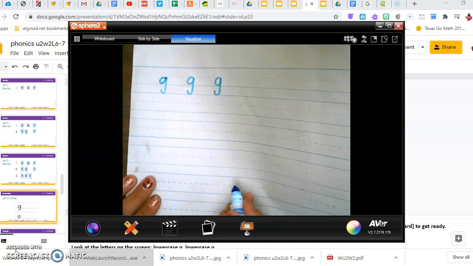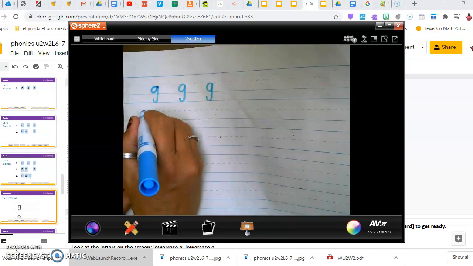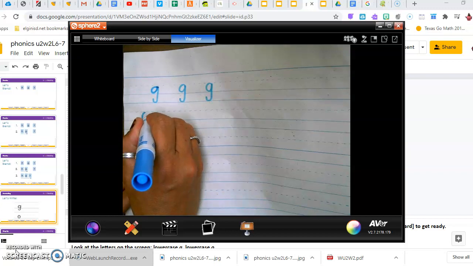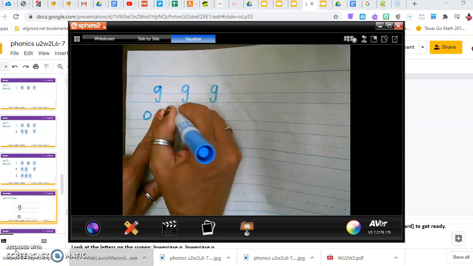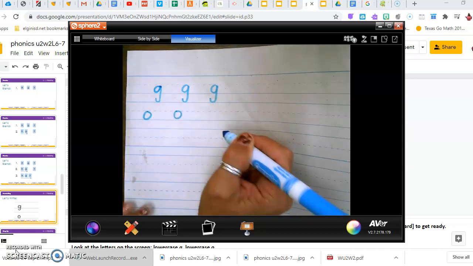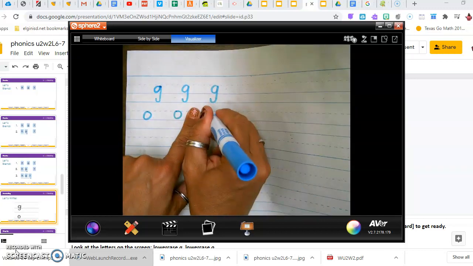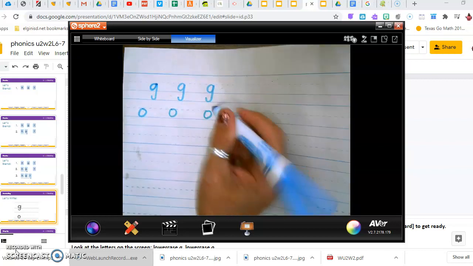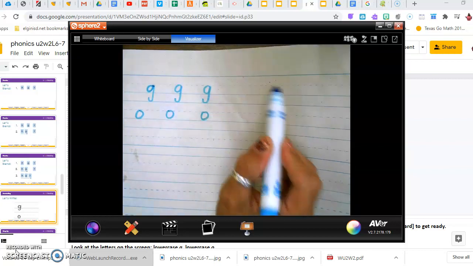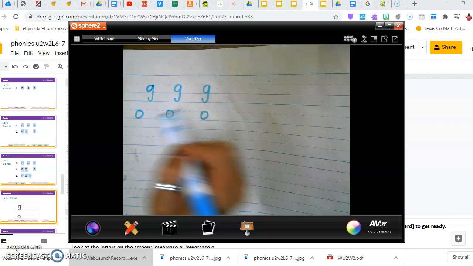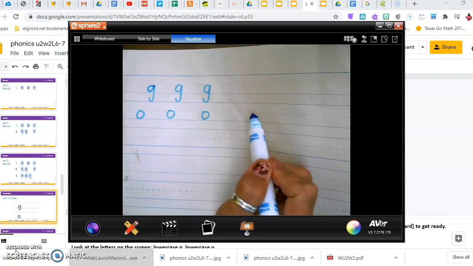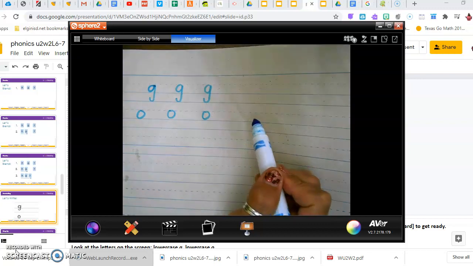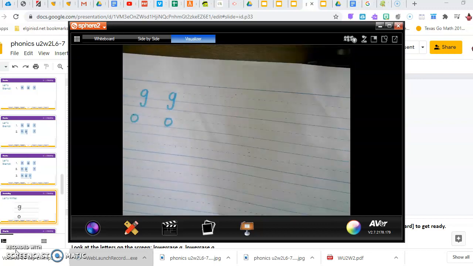For lowercase o, you're going to start on the dotted line and just circle around back to the dotted line. Finger space, circle around. Finger space, circle around. A whole row of lowercase g's and a whole row of lowercase o's is what you need to take a picture of and turn into your teacher.